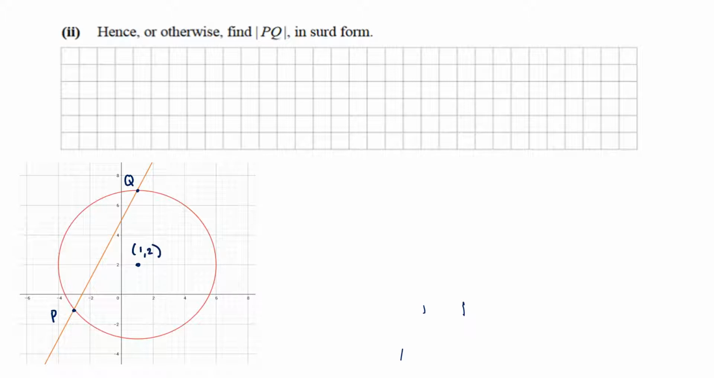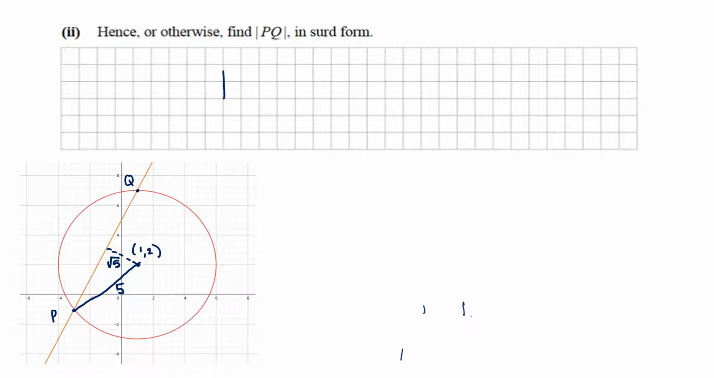Think of the things that we've just worked out. We've just worked out that that distance there is root 5. This distance here is our radius, which is 5. We know that if we draw a line perpendicularly from the center to a chord, it will bisect it. So that means whatever length we have here, we simply need to double it to get the length of PQ.